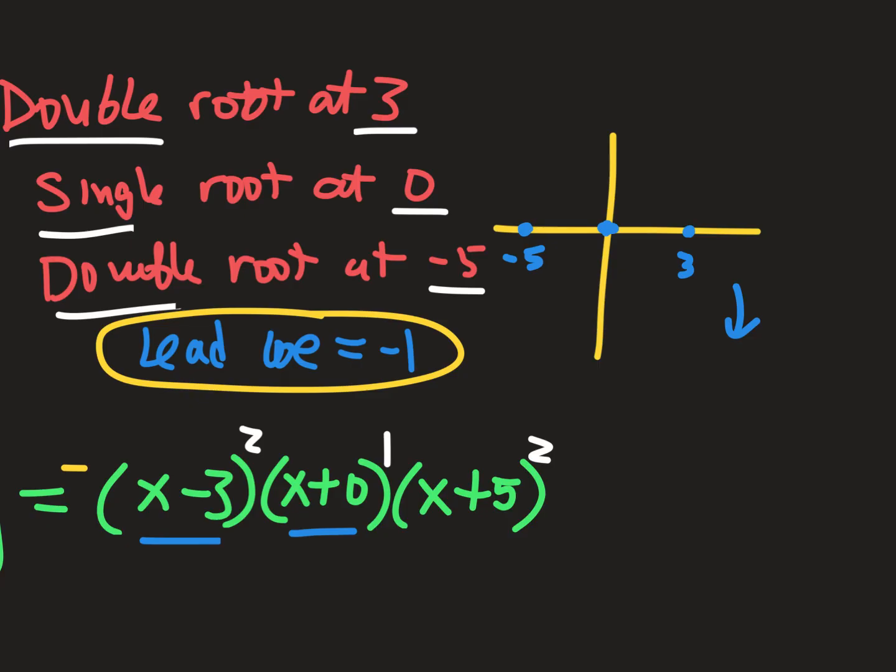Adra, can you tell me what happens at the 3? Bounces. How about at the 0, Adra? Just goes through there. And how about at the -5? So therefore bounces again. There you go. You guys have that one right?